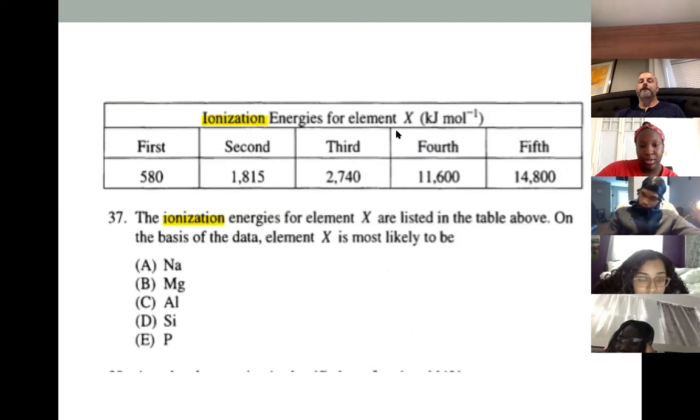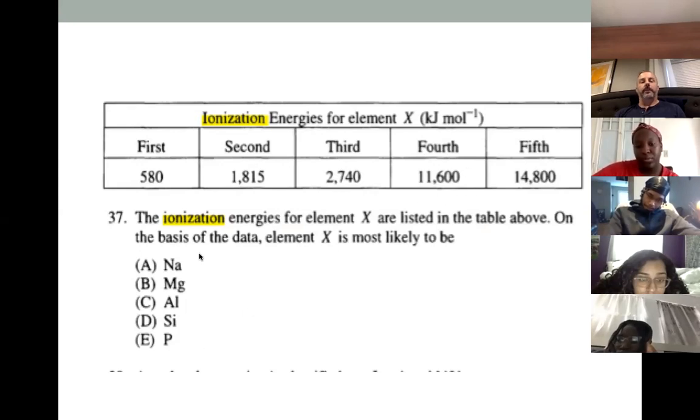Element X, 1, 2, 3. Three. Good. The first one's not too hard to remove. The second one's not too hard to remove. The third one's not too hard to remove. But after you remove those 3 valence electrons, now you're at a new shell on the inside.